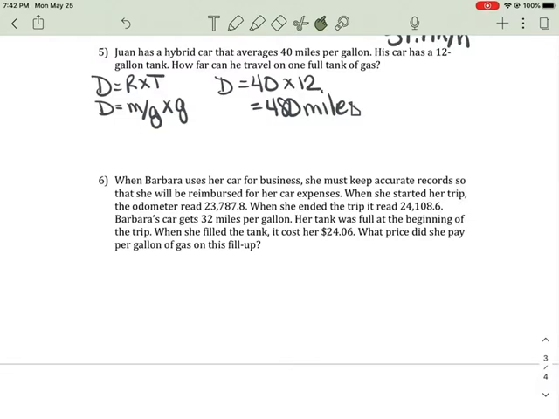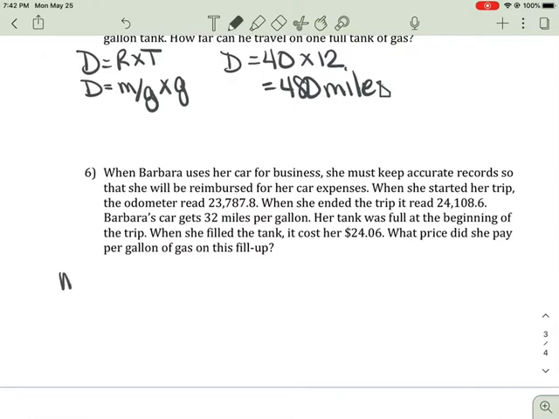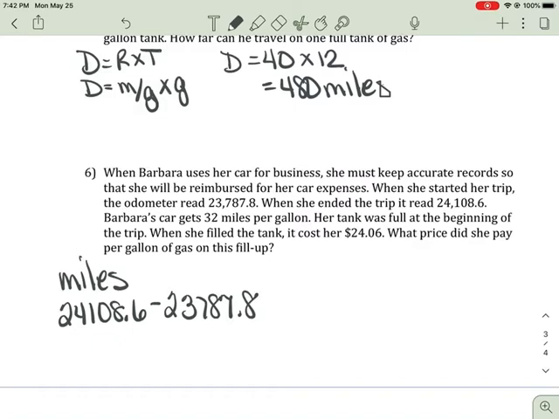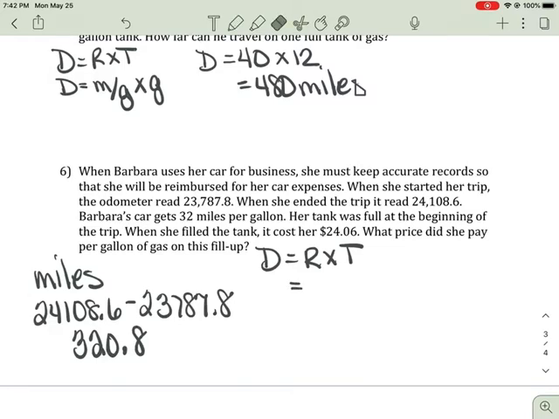All right, so let's figure out how many miles she went first. So we're going to have to take the 24,108.6 minus the 23,787.8, and we get 320.8 miles. So we're still going to use our distance equals rate times time. Our rate, though, is going to be our miles per gallon. Let me change that so it reflects exactly what we're doing: miles per gallon times gallons.